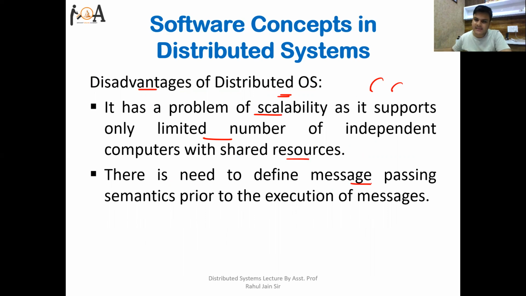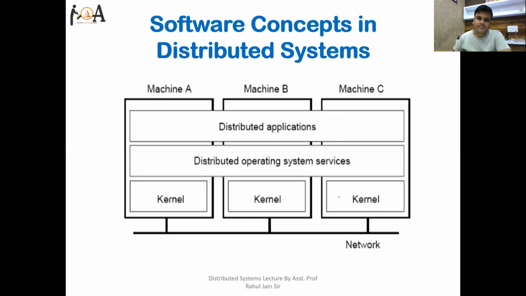And there is a need to define message passing semantics prior to the execution of messages. Means to execute any further messages, we have to define message passing semantics earlier. If we talk about software concepts here, you can see that in a distributed system, there are different machines, machine A, machine B, and machine C, connected to a network, and each machine has its own kernel. The distributed operating system is provided as a common service among all of them, and over it distributed applications are there, right? So this is the architecture for distributed operating systems under the software concepts.